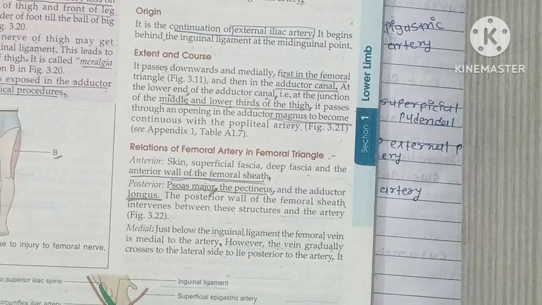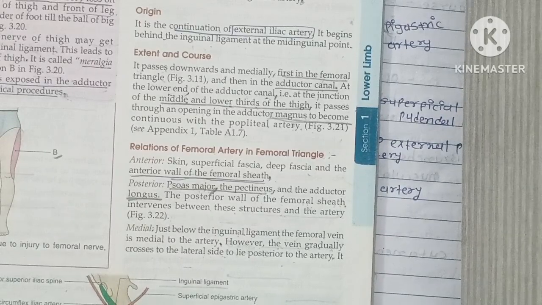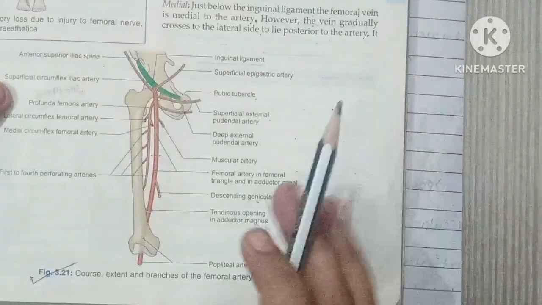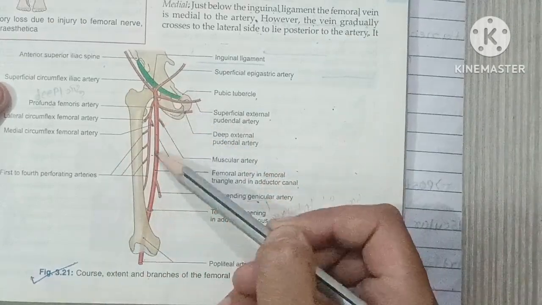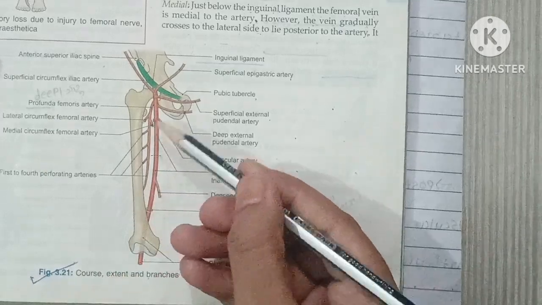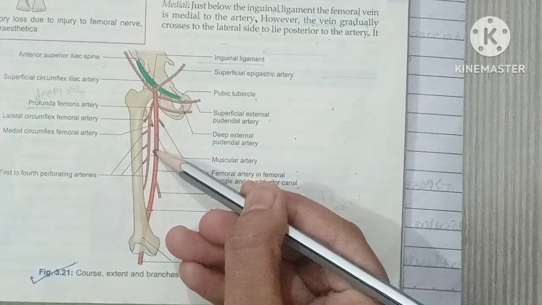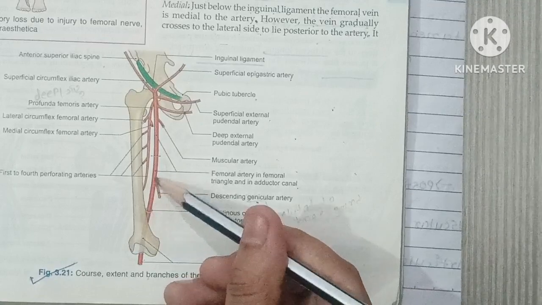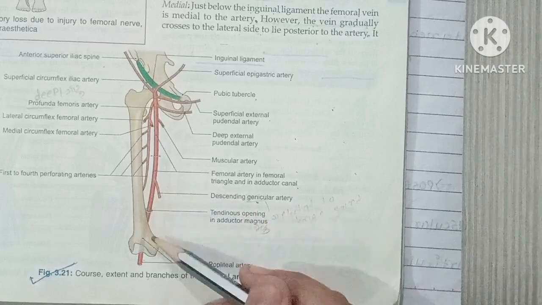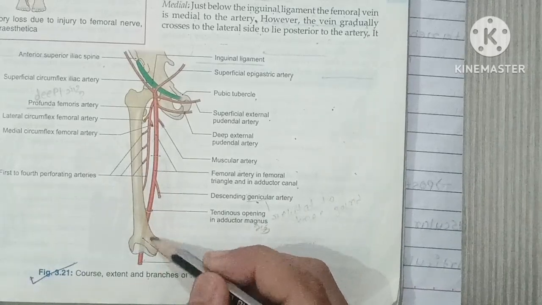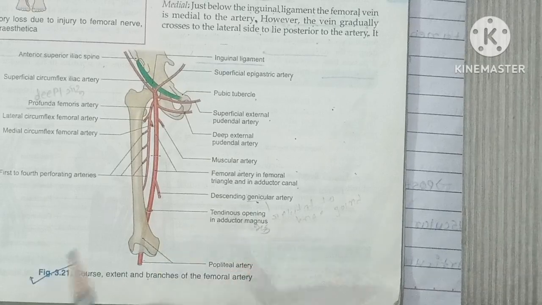So now comes to extent and course of femoral artery. Femoral artery passes downward and medially. First it passes through the femoral triangle, then the adductor canal, and opens into the adductor magnus muscle, and then continues as the popliteal artery, which supplies blood to the popliteal fossa.